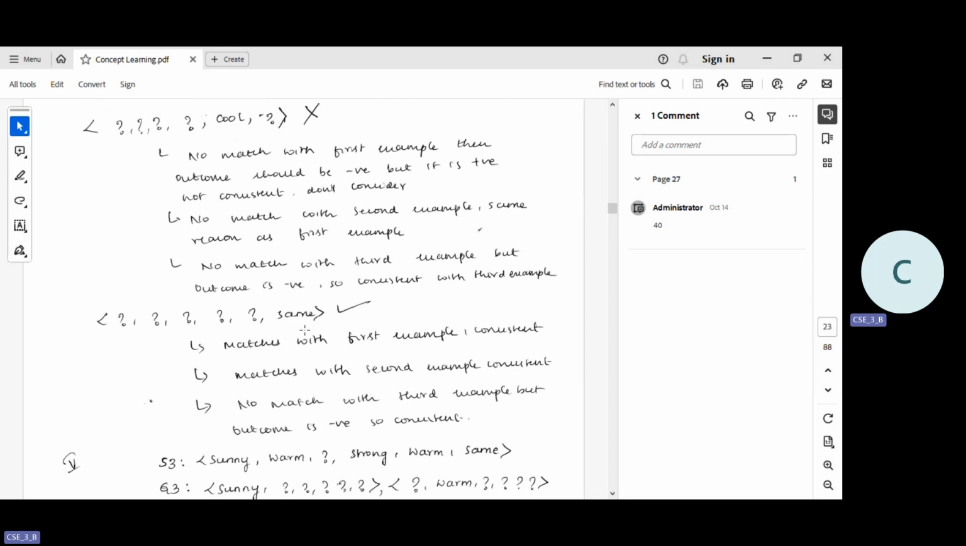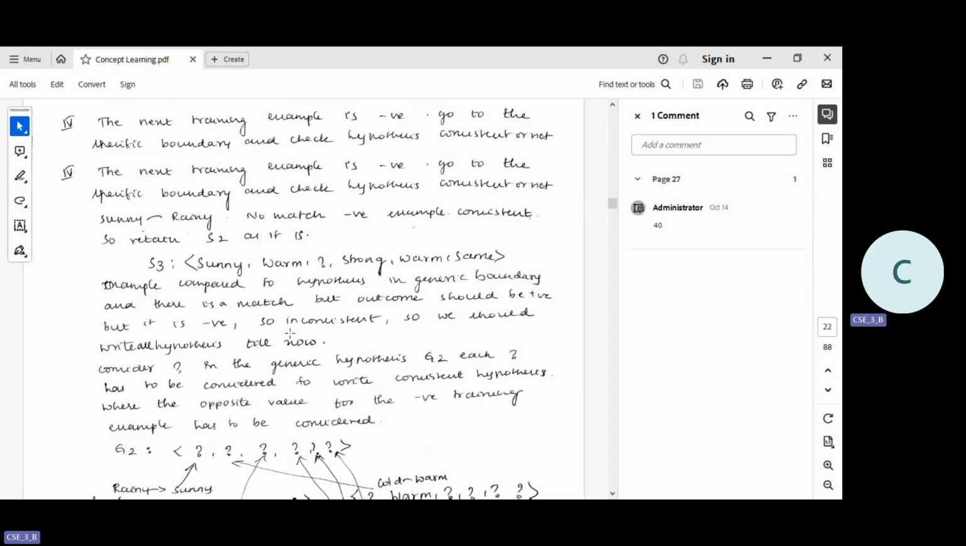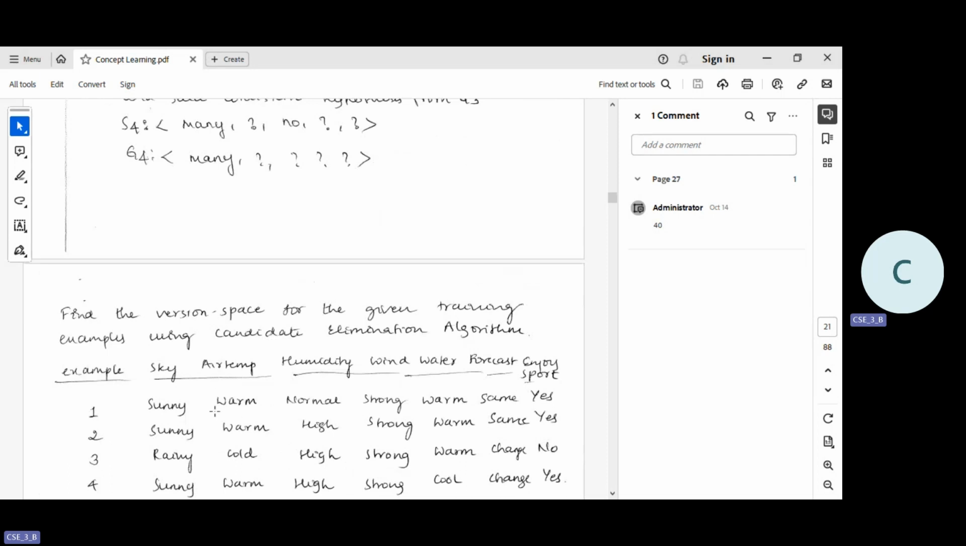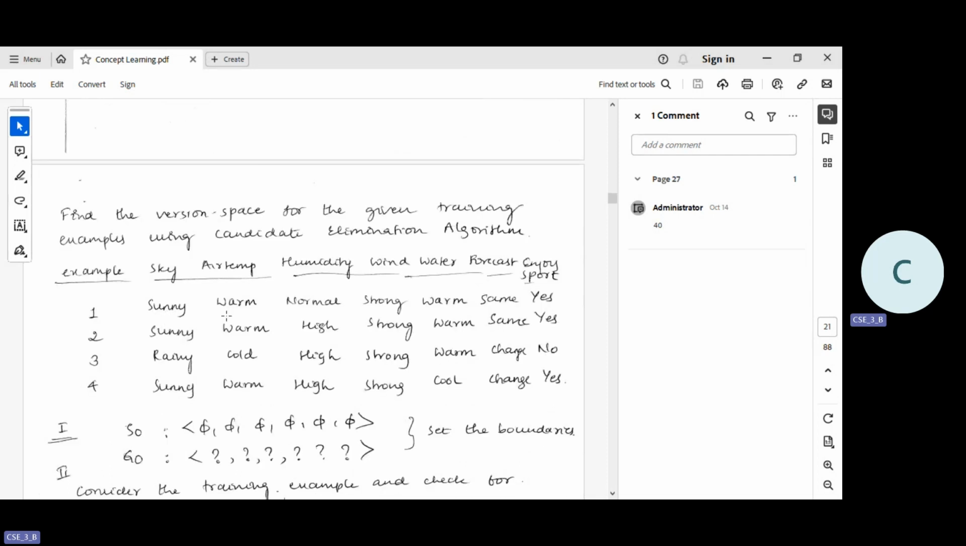So now we take this hypothesis and start comparing. We can see here the question mark matches all the attributes, and then same, yes there is a match and the outcome is yes. So there is a match, outcome is yes, then we say it is consistent. And we can go to the second training example. All the question marks are matched, there is a match, that is same and same, and the outcome is yes.